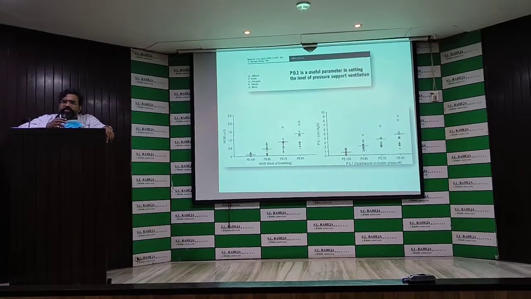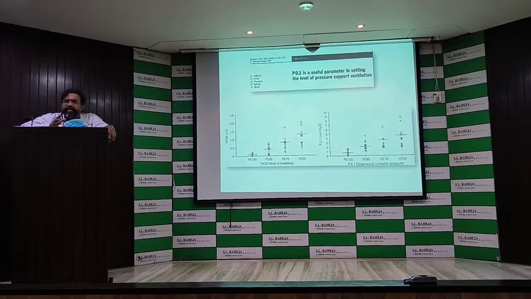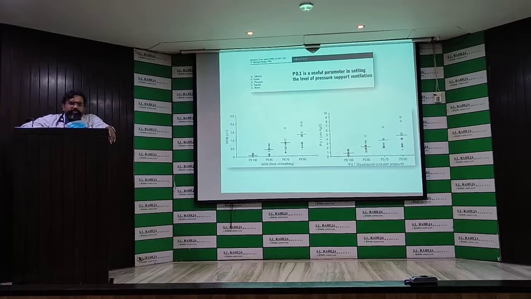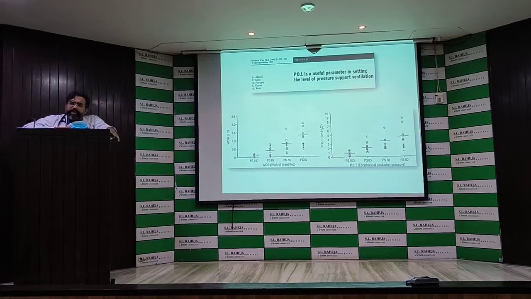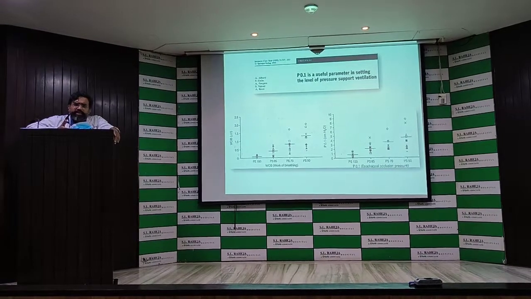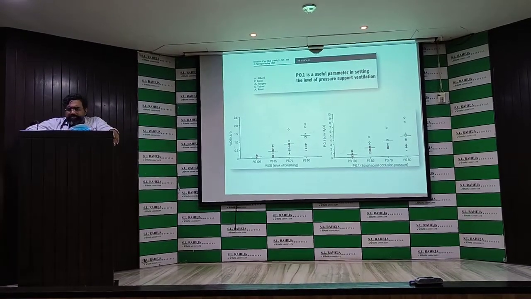Okay, if my P0.1 is very, very high, it is not the right time to actually get this patient off the ventilator. Probably the effort is too much. Let it be on the pressure support for some more time. But if the P0.1 has started coming down, it is very well, no problem at all. The drive is good, everything is perfect. I can bring down the pressure support. Clear?